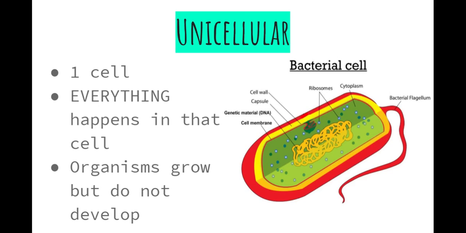If you're unicellular, these organisms grow, but they don't develop. So they get bigger, but they don't change a lot. And what happens is unicellular organisms like this bacteria here, whenever they grow to a certain size, they just split and make new cells. So they don't become two because they grow so big. What happens is they grow so big and then they say, okay, that's as big as I can get. I got to split and make some more. So unicellular organisms grow to a certain point, but they don't develop.